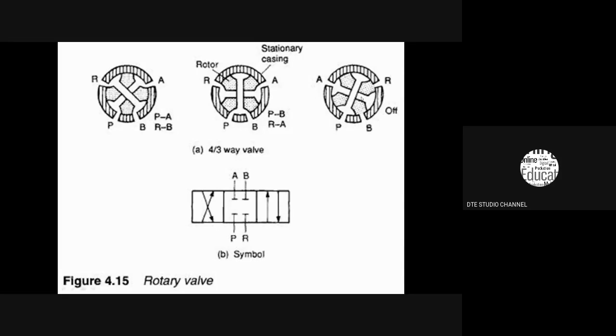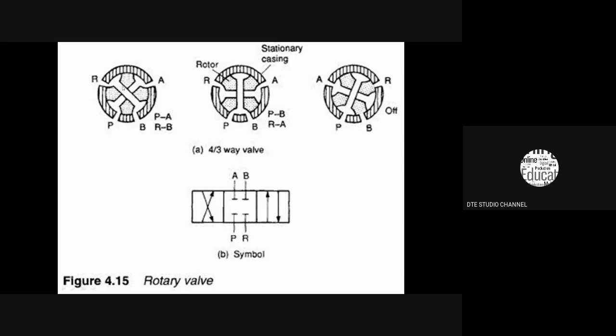The third position is, again, the rotor is slightly rotated in such a way that no connection is made from P to A or B. Neither of these ports A and B are connected to the pressure port P and R. In this position, fluid cannot enter either end of the cylinder. That's why this position of the rotary spool valve is known as the neutral position.